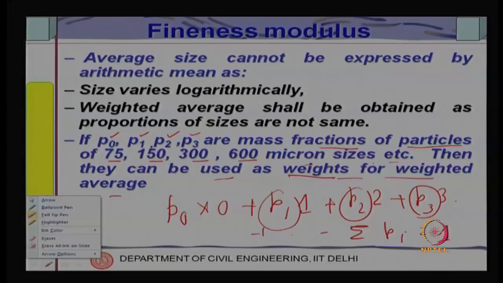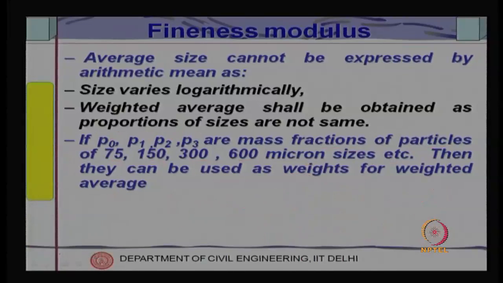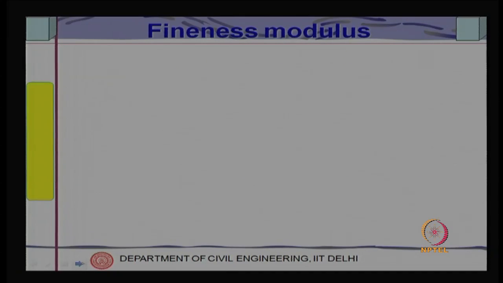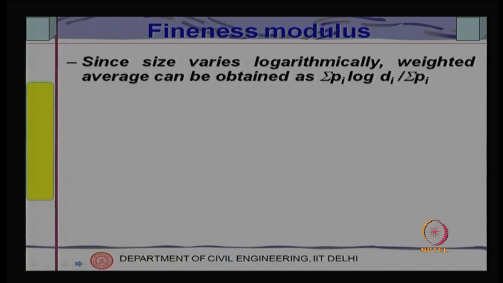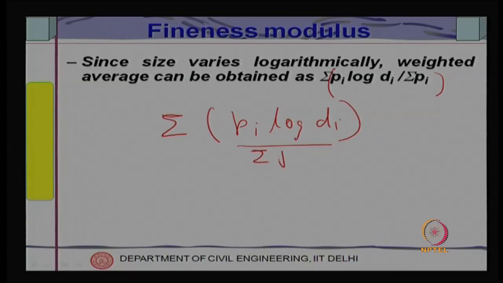Weighted average sieve number, if I start my numbering from 75 micron or 0.075 millimeter itself. So, that is the fineness modulus. Since size varies logarithmically, the weighted average can be obtained as sigma of the whole thing. Actually, there is a bracket here. So, you can call it sigma Pi log Di divided by sigma Pi. That is what it is, the sum of this, with i varying from 0 to n.